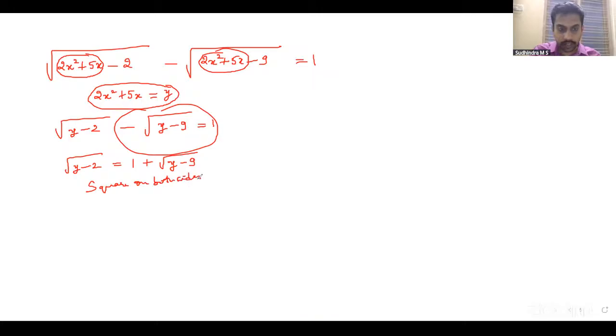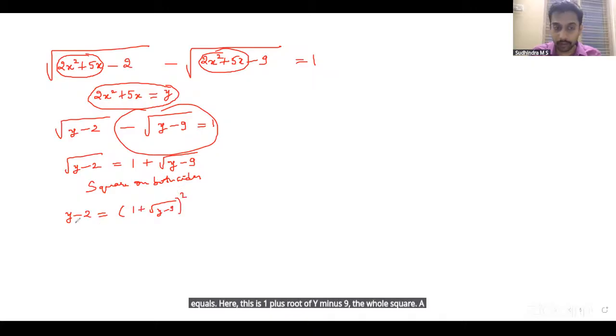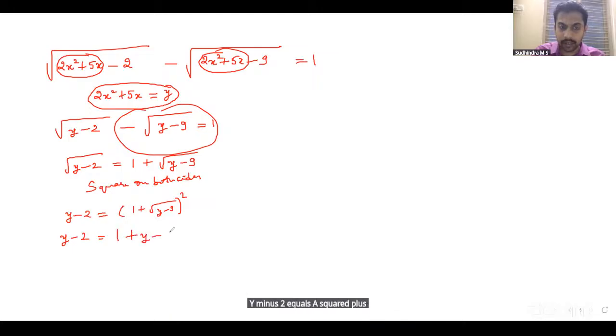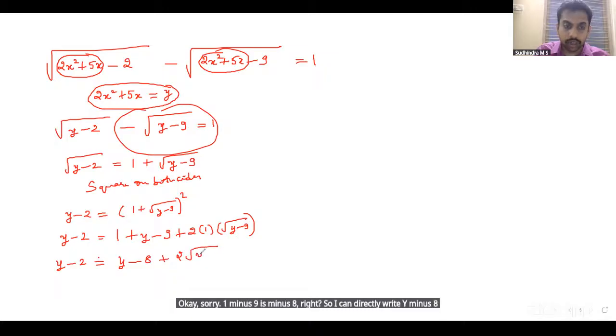If I square on both sides, square root of y minus 2 becomes y minus 2 equals 1 plus root of y minus 9 the whole square. A plus b the whole square formula: a square plus b square plus 2ab. That's what we get. 1 plus y minus 9, 1 minus 9 is minus 8, right? So I can directly write y minus 8 plus 2 root y minus 9. Correct?